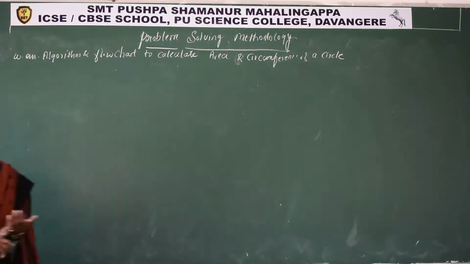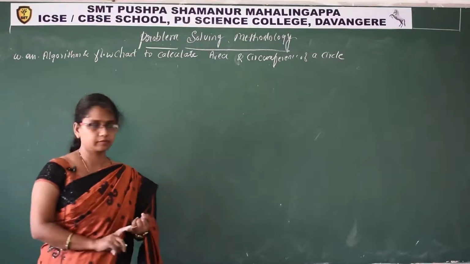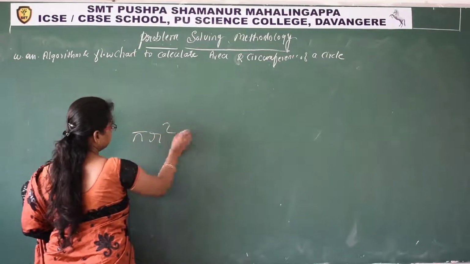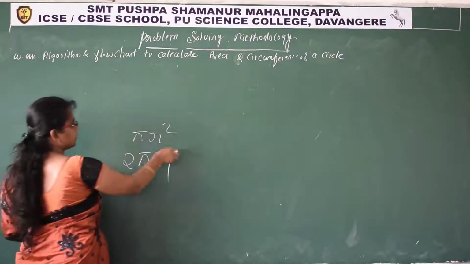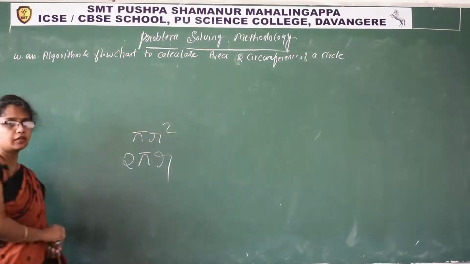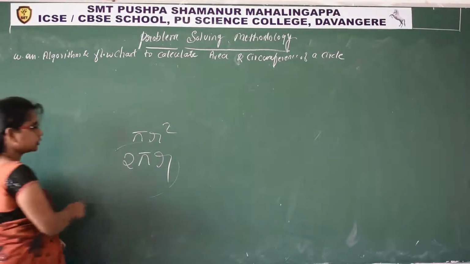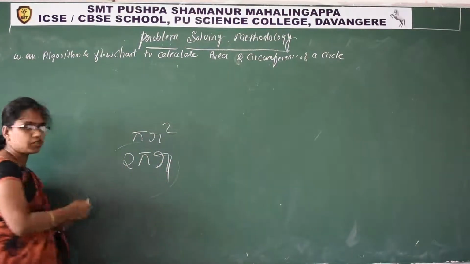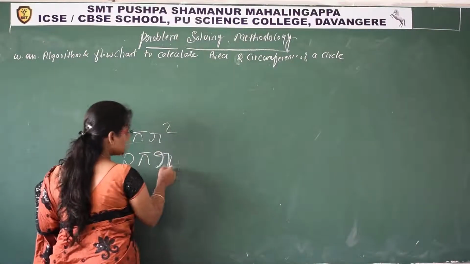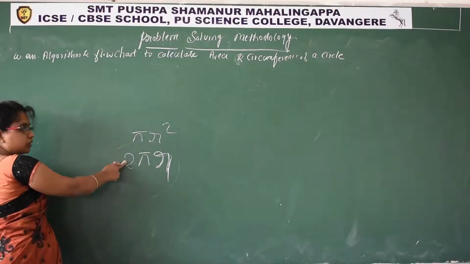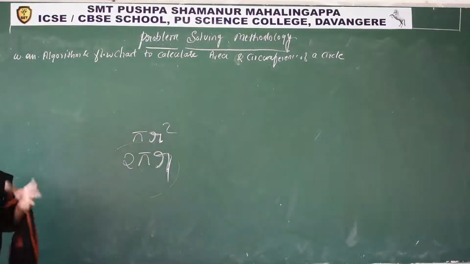Now, what is the formula to calculate the area of a circle? Pi r square, and circumference is 2 pi r. So the circle area depends on radius. Here also the circumference, or the perimeter, depends on radius. As radius changes, the area and circumference will also change. So the varying thing is r. 2 is a constant, pi value is constant. So r is the only value which is going to vary, isn't it?